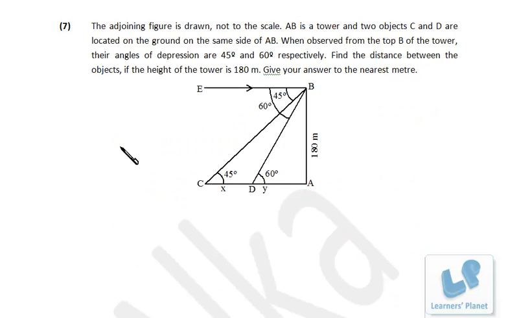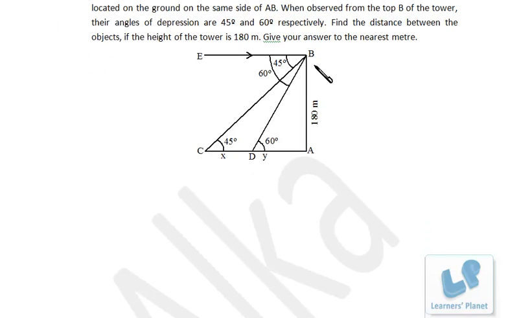Now this problem, the adjoining figure is drawn not to scale. AB is a tower and two objects C and D are located on the ground on the same side of AB. When observed from top B of the tower, the angles of depression are 45 and 60. Find the distance between the objects if the height of the tower is 180 meter. Okay, so that means we have to find out the value of x. Now AD is y and DC is x. We have to find out the value of x.